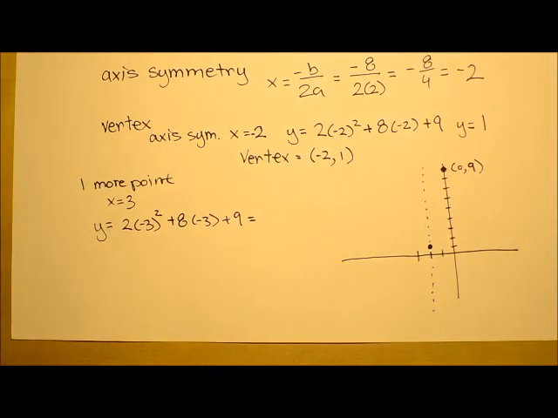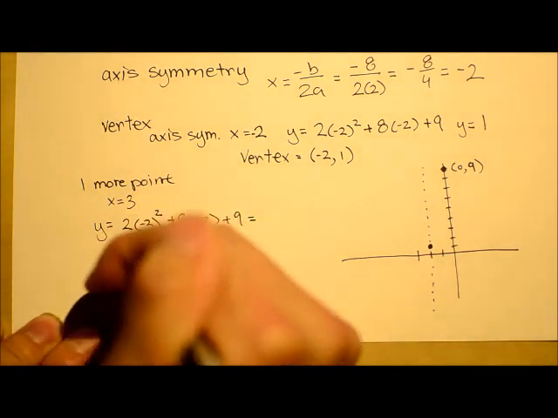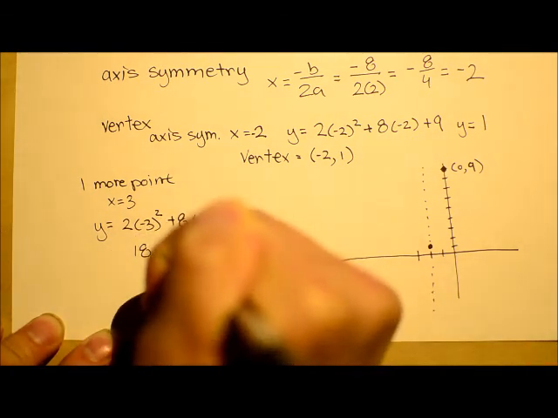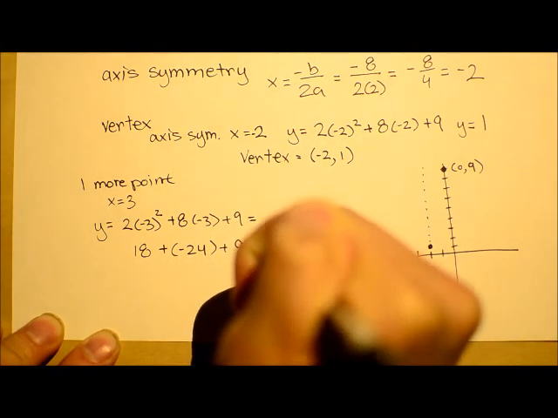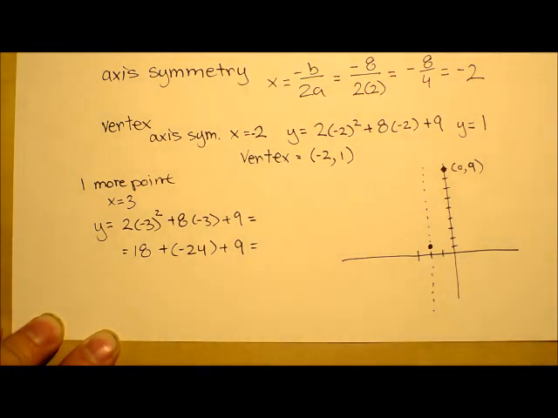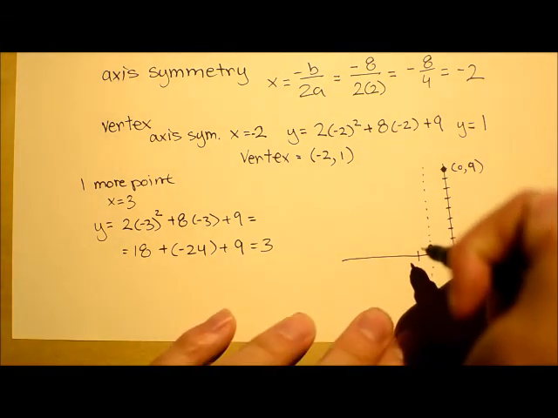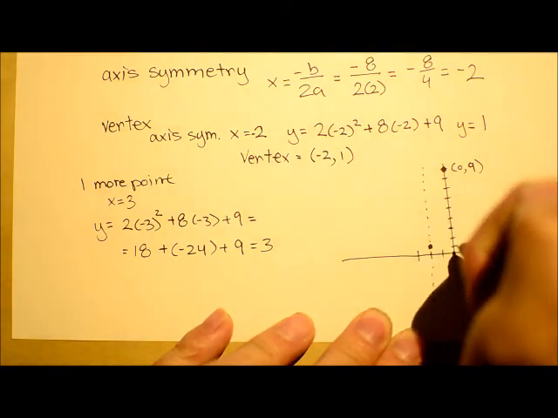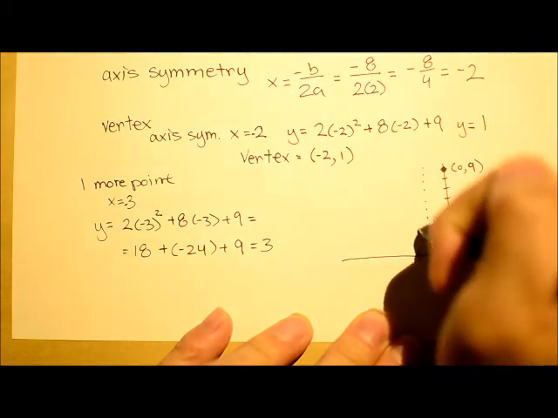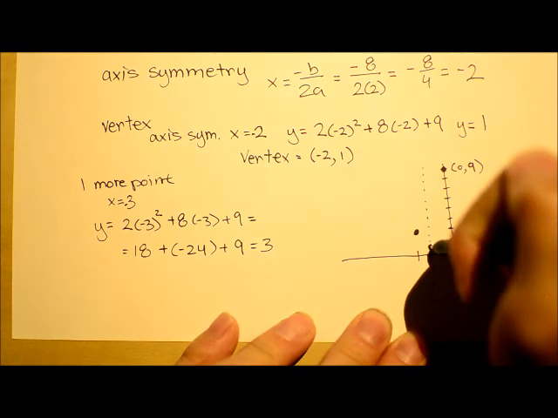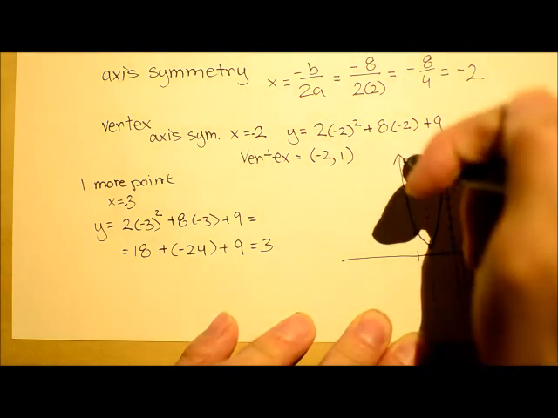Now if we plug that into the calculator, this is going to give us 18 plus a negative 24 plus 9. So 18 minus 24 plus 9 will give us 3. So from here we're going to go up 1, 2, 3. When x is negative 3, y is 3. Thus my graph will look like this.